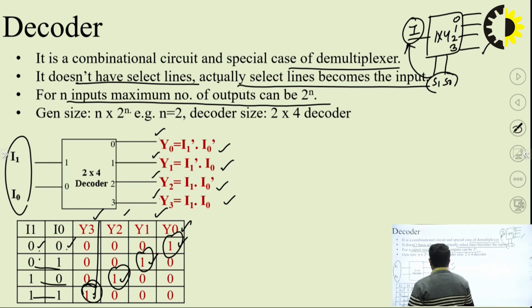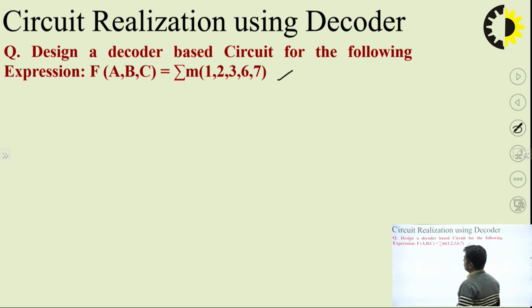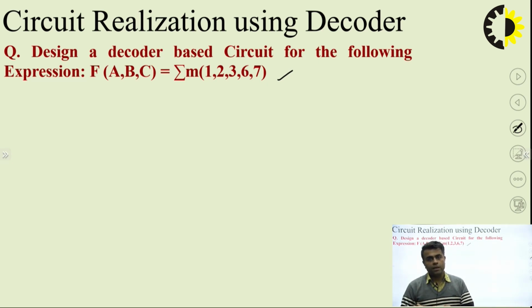Now, before circuit realization, let us design a decoder based circuit for the following expression. Here there are no such constraints as were available with the multiplexer, which has only one output. There is a problem with the multiplexer: if the problem which I am going to design has more than one output, then a single multiplexer cannot serve the purpose. In that case, I have to use as many multiplexers as the outputs I require in my system.